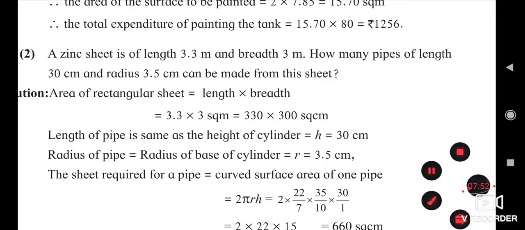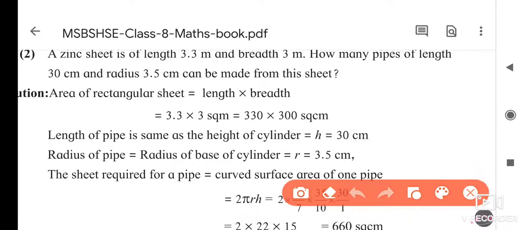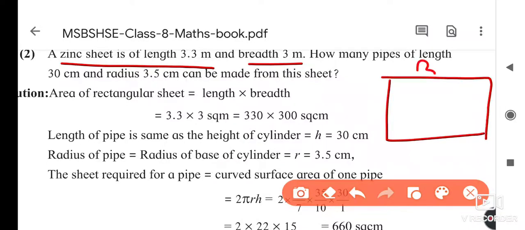Now let's see the second example. A zinc sheet of length 3.3 meter and breadth 3 meter. How much is the zinc sheet? Length how much? 3.3 meter. This is the zinc sheet, 3.3 meter. And breadth is equal to 3 meter.